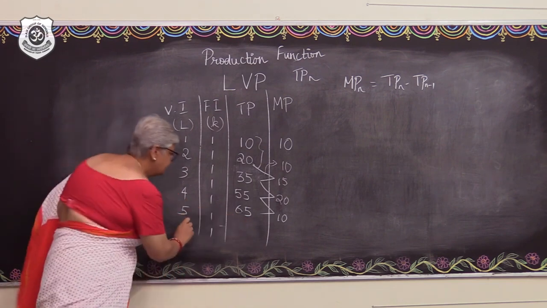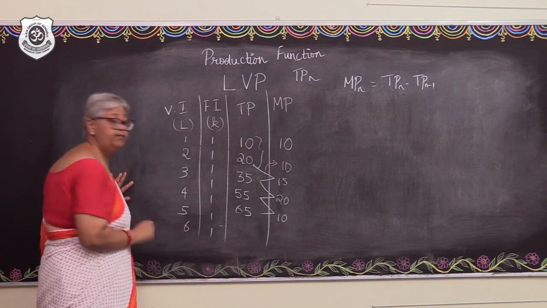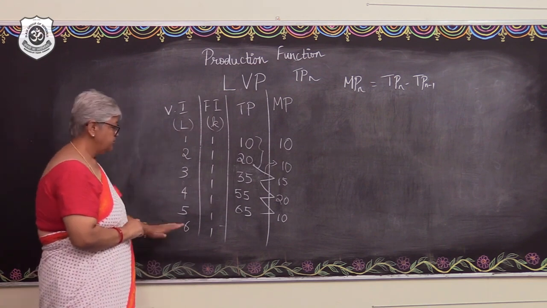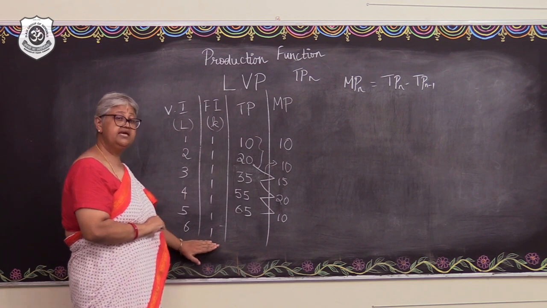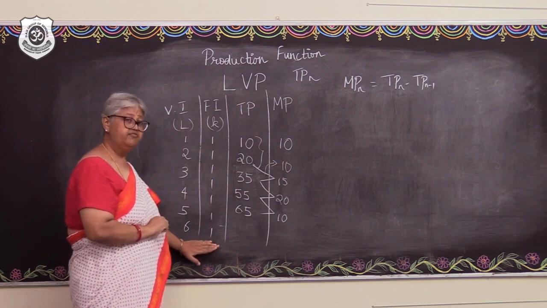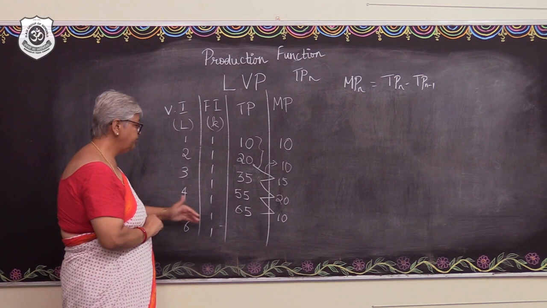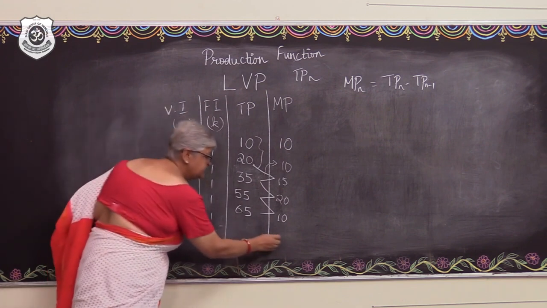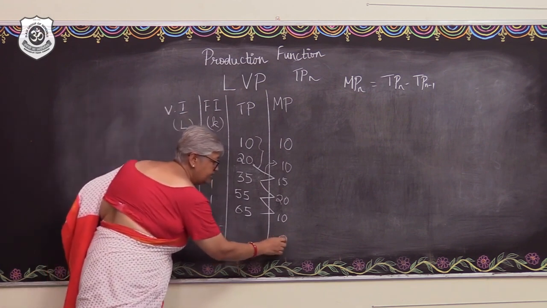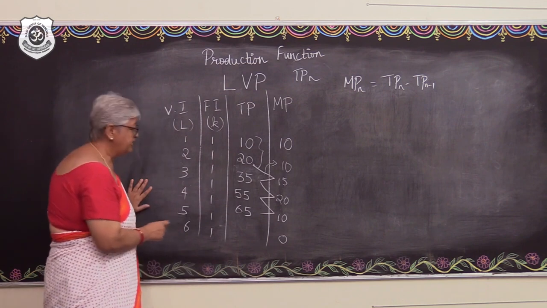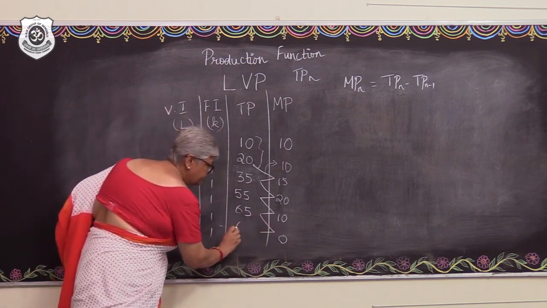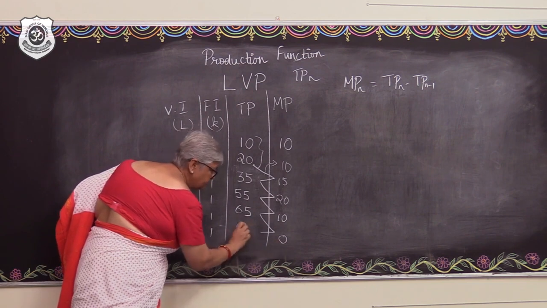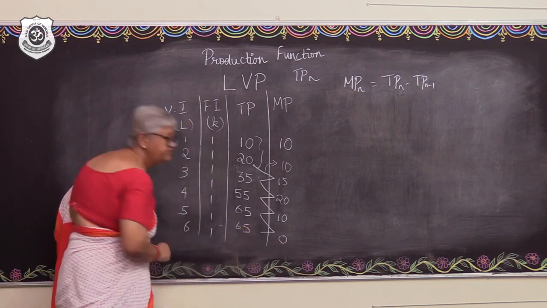Then let's say the 6th person is going to be employed. When the 6th person is going to work with the same amount of fixed factor, the contribution done by the 6th person is, let's say, going to be nil, nothing. Then what about the total product? That is going to be 65 plus 0, so that is going to be 65.